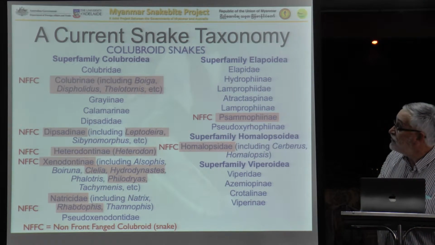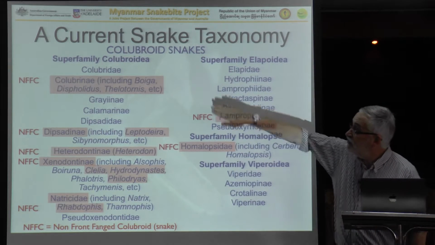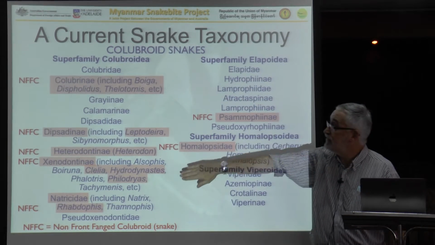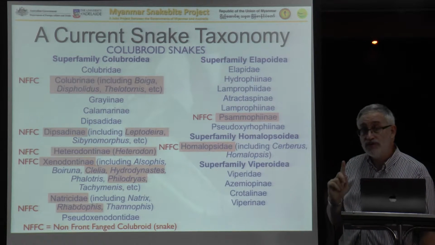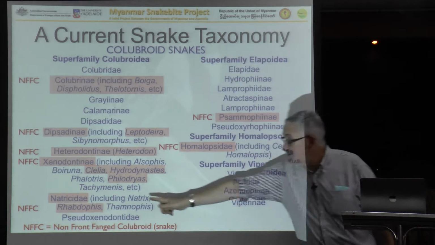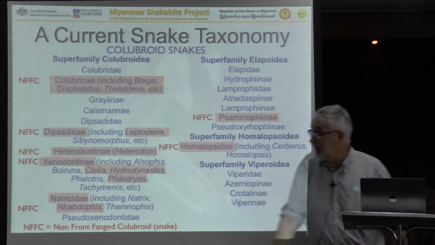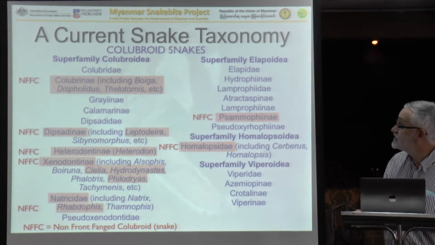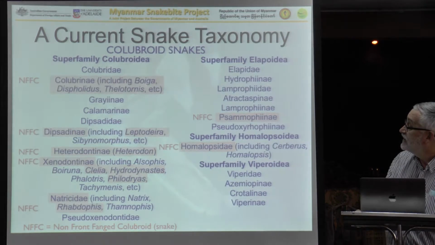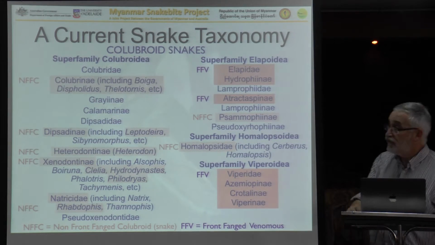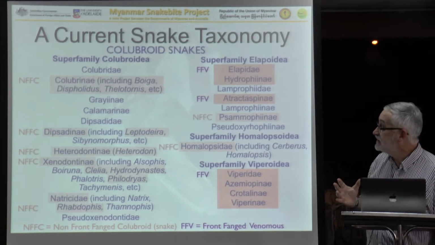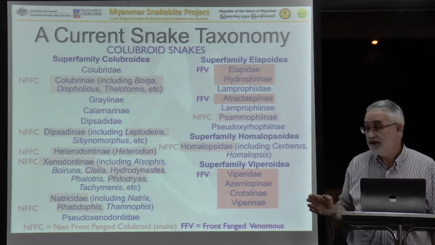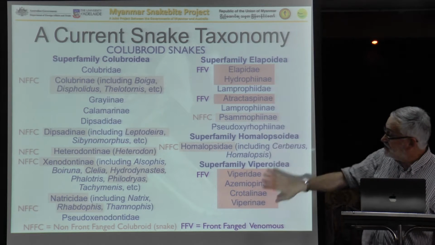So the non-front fanged colubroid snakes include snakes in a variety of families. And one particular group which is important to you here, as you'll learn, is this group down here, the natricid snakes of the genus Rhabdophis. The front fang venomous snakes of the Cobra family, Elapidae, and the vipers are much more limited, as you can see here.